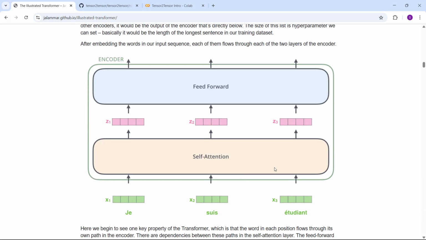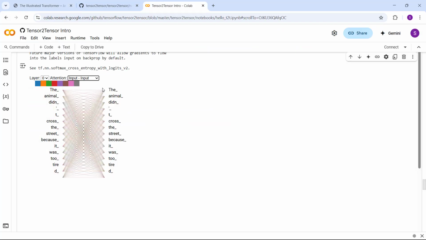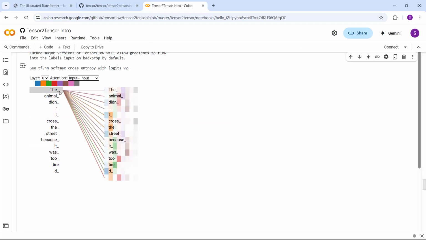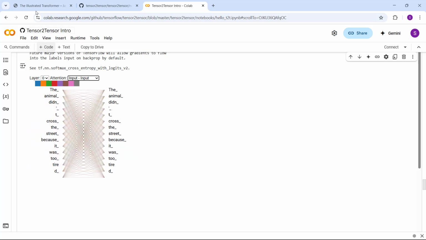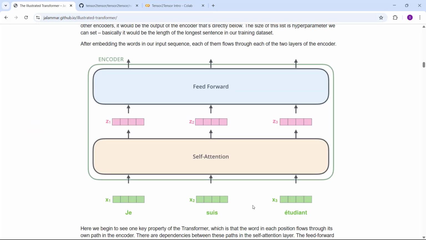The next step is self-attention. It will try to understand the relationship between each word with respect to each other word in the input sequence. That is J with respect to J, Sus, Etudient. Similarly, Sus with respect to Sus, J, Etudient. And then Etudient with respect to Etudient, J, and Sus, like we saw in this example. Then that will be passed to ANN, that is the feed forward network, and you will get the self attention.